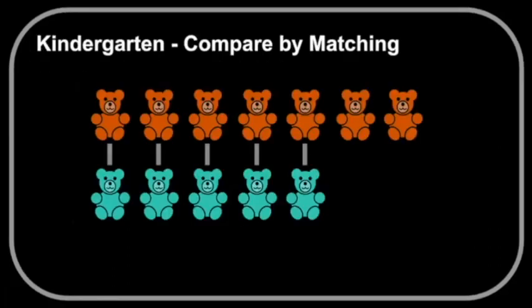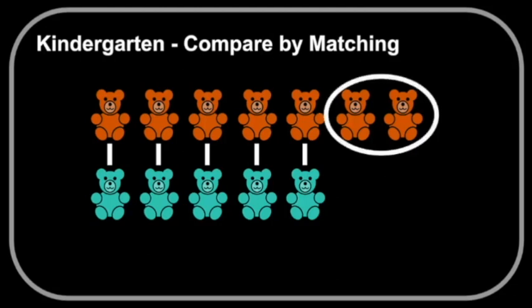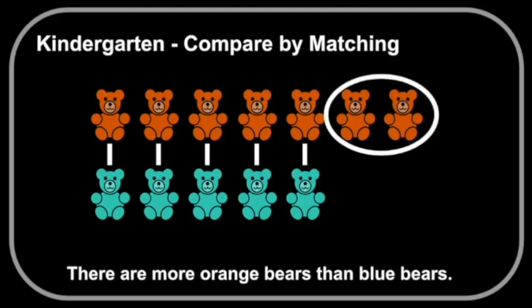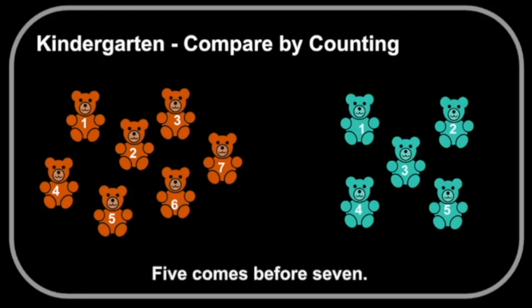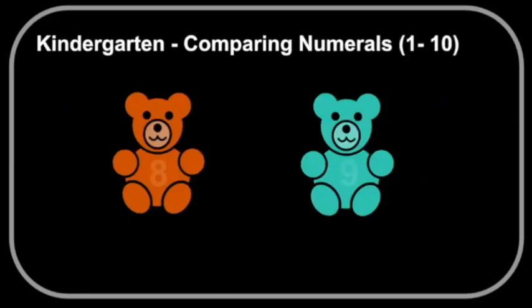Kindergarten students are introduced to comparing by matching. They identify which group has more or less. Kindergartners then compare quantities by counting the number of items in each set and understanding the number sequence, which then leads to being able to compare numbers within 10 without the sets being represented.